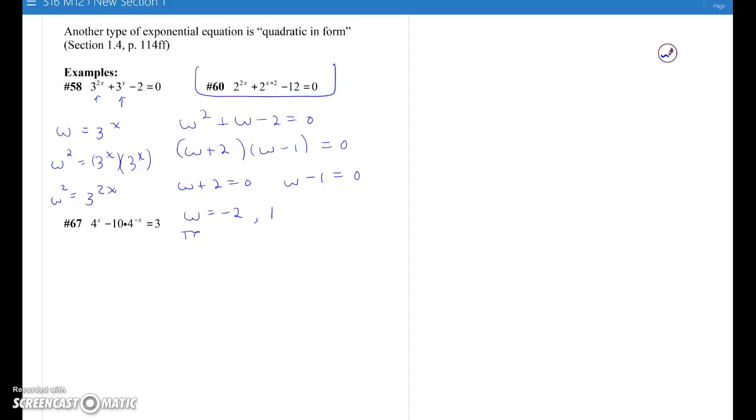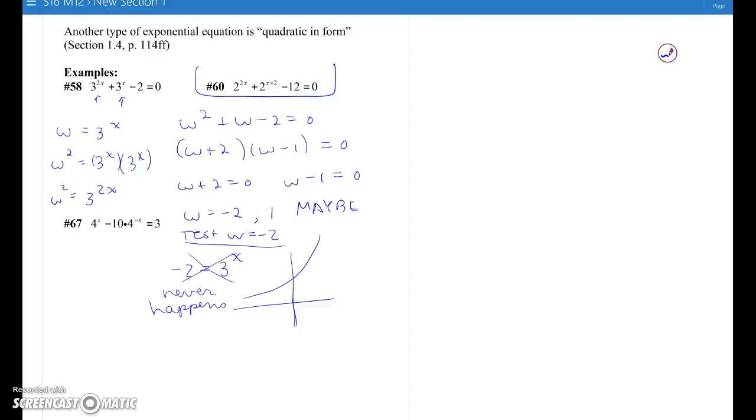Well, let's check w equals negative 2. This is always maybe when you get to this point on a logarithmic problem or exponential problem. So testing w equals negative 2, that would mean negative 2 would equal 3 to the x. Well, we know the graph of 3 to the x looks like this. Can you ever get a negative number for the y value? No. So this never happens. And apparently w equals negative 2 is not a good solution. It's an extraneous solution.